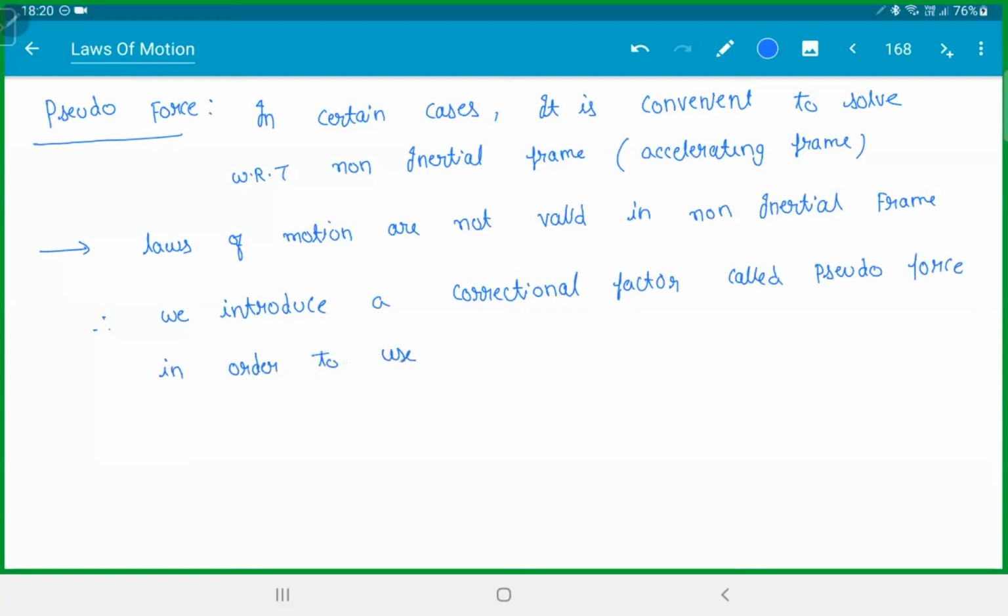I'll give some examples. And the pseudoforce is given by mass of the body being observed into negative of acceleration of the observer.